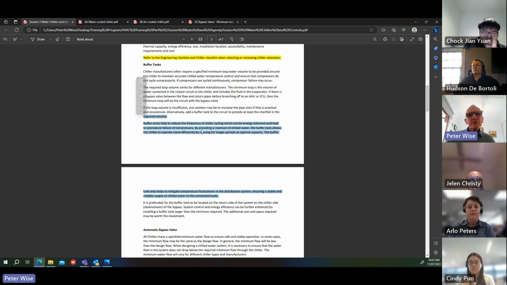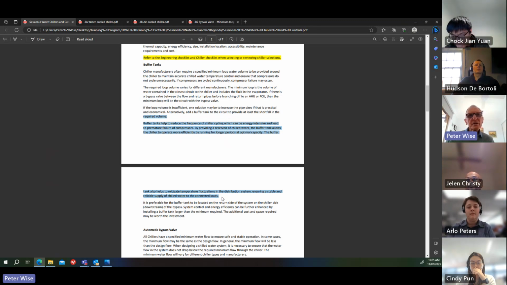Buffer tanks help to reduce the frequency of a chiller cycling, which is energy intensive and can lead to premature failure of compressors. By providing a reservoir of chilled water, the buffer tank allows the chiller to operate more efficiently by running for longer periods at optimal capacity. The buffer tank also helps to mitigate temperature fluctuations in the distribution system, ensuring a stable and reliable supply of chilled water to the connected loads.